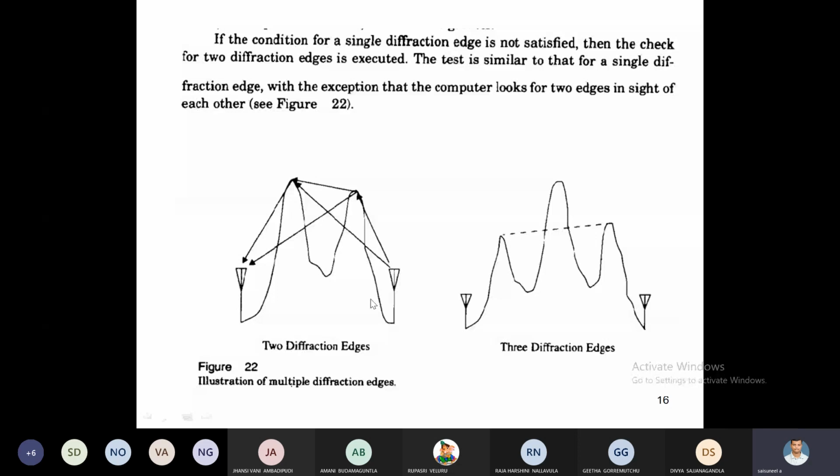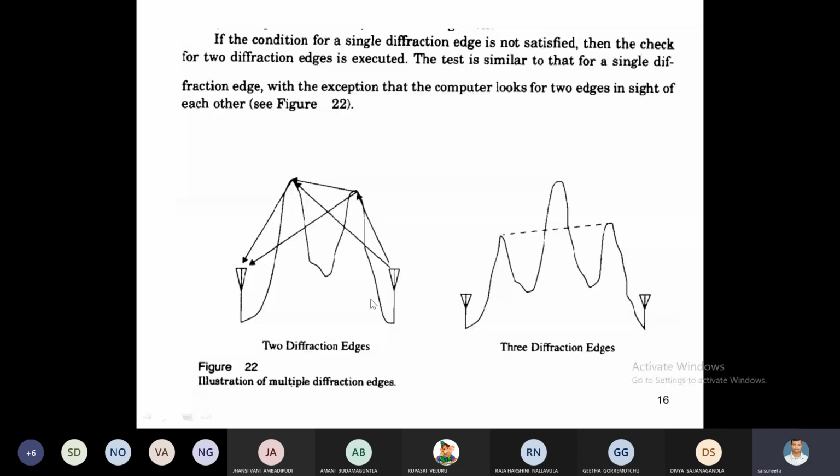This Okumura model is widely used in urban areas. The frequency range is between 150 megahertz to 920 megahertz, the distance between transmitter and receiver is 1 kilometer to 100 kilometers, and antenna heights are from 30 meters to 1000 meters. See this: Okumura model is used in urban areas, frequency range 150 megahertz to 920 megahertz, distance from transmitter to receiver 1 kilometer to 100 kilometers, and antenna height 30 meters to 1000 meters.